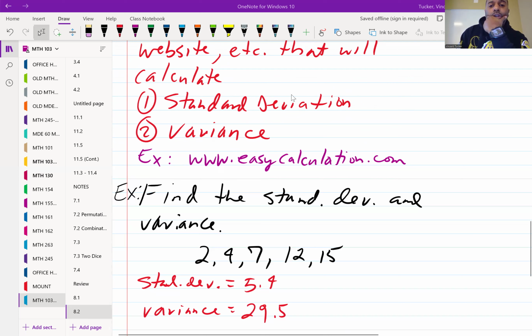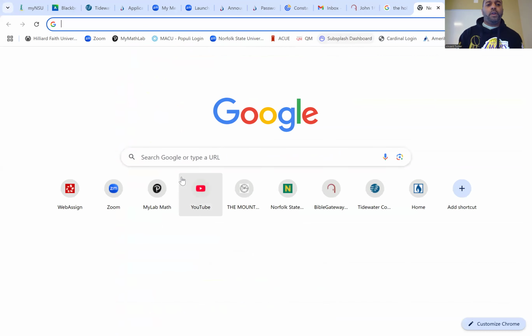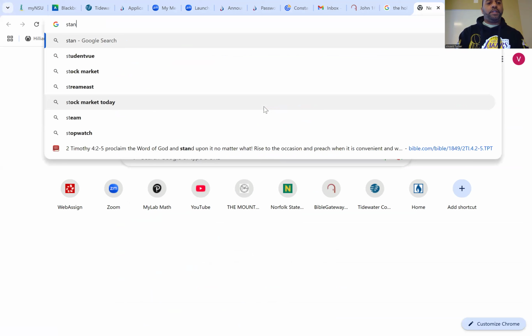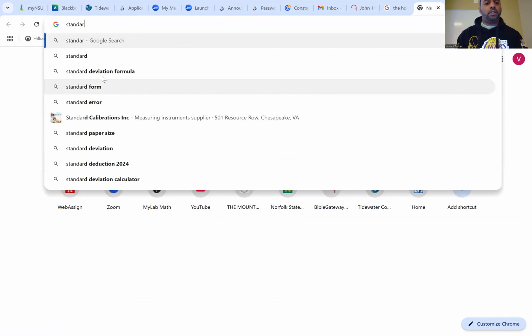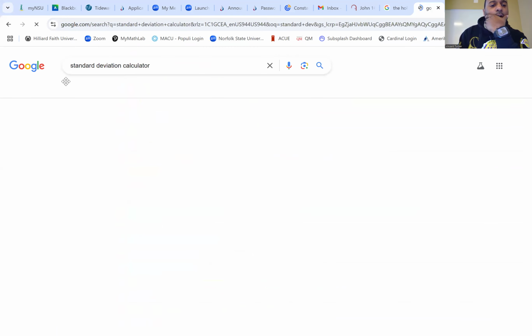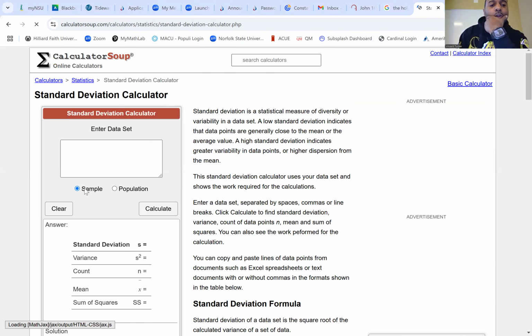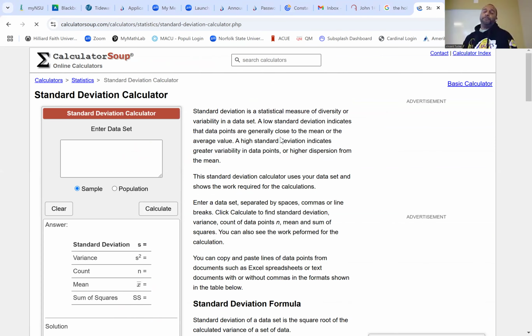All right, so let's look at where to go. I will Google standard deviation calculator. Calculator Soup is one that's pretty straightforward. And notice it says sample or population. Make sure you're paying attention, because they tell you specifically which one they want from you.